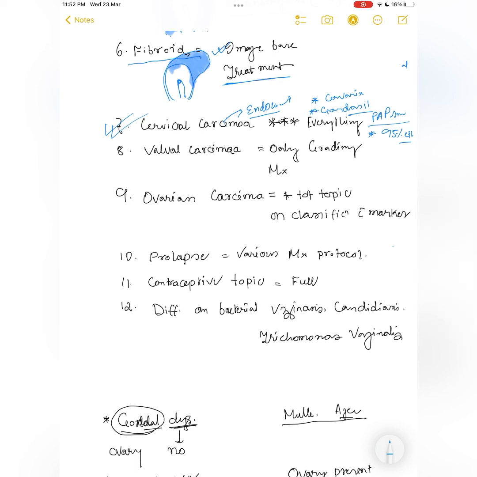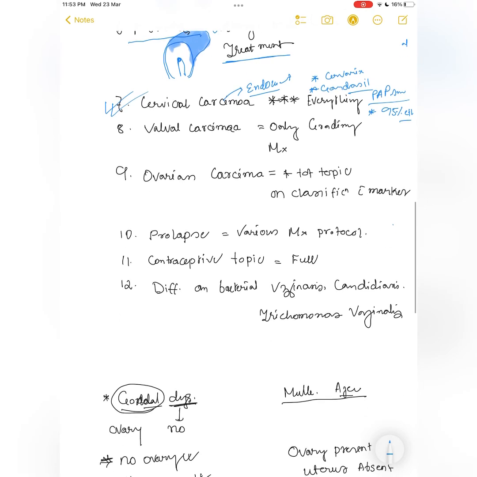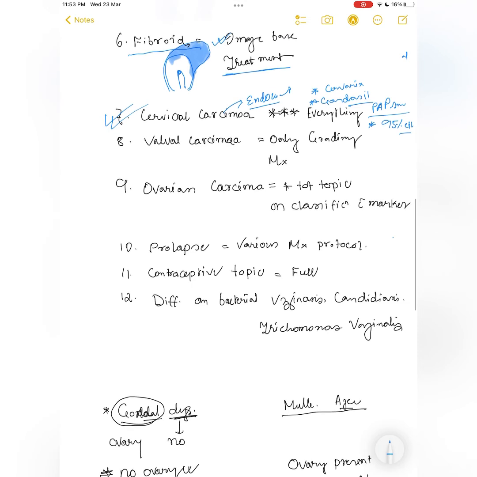You also have to know about the staging. This is very important: 1A1, 1A2, 1B1, 1B2, 1B3, 2, 3, 4, and in which cases you have to go for trachelectomy, and which is type 1 hysterectomy, type 2 hysterectomy, type 3 hysterectomy. Everything is very important. I will especially tell about point A and point B in chemoradiation therapy. You have to know in which areas chemoradiation is given. So point A in case of chemotherapy, and point B is very important for location-wise. So go through this topic, okay.